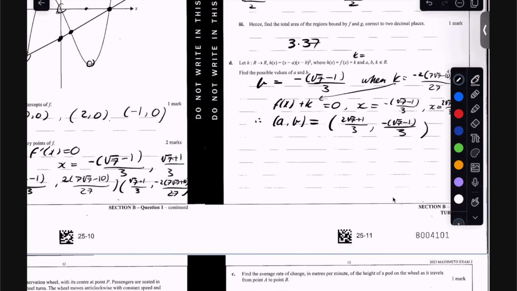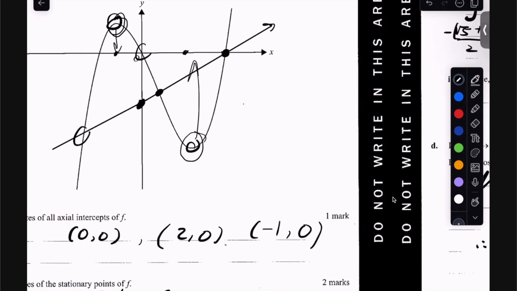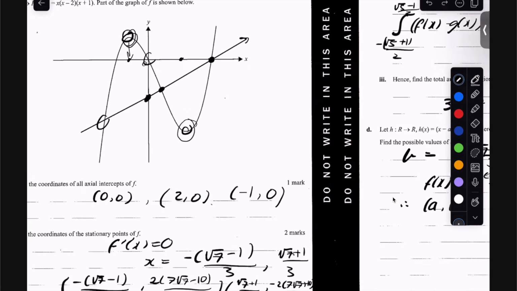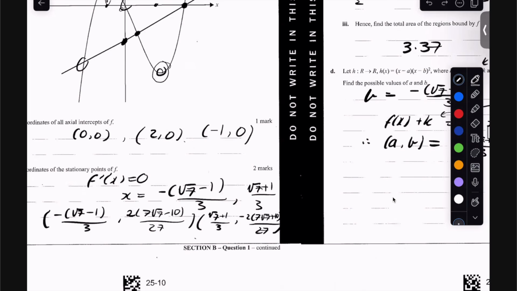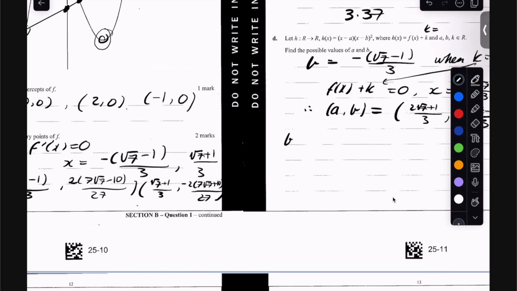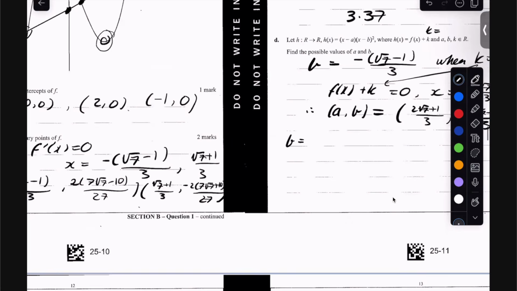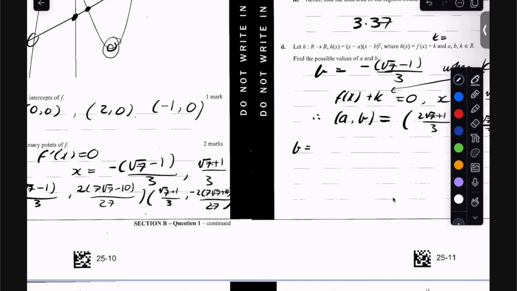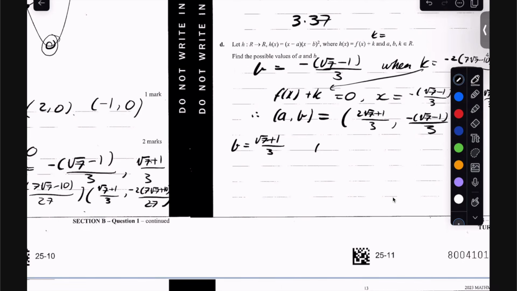Now the other case is when we move this one all the way up. So first of all, that means b would be equal to the x value where we have the other turning point, which is (√7 + 1)/3, and that means f(x), so k, is equal to positive. So we actually want to move it up, so we're plussing.